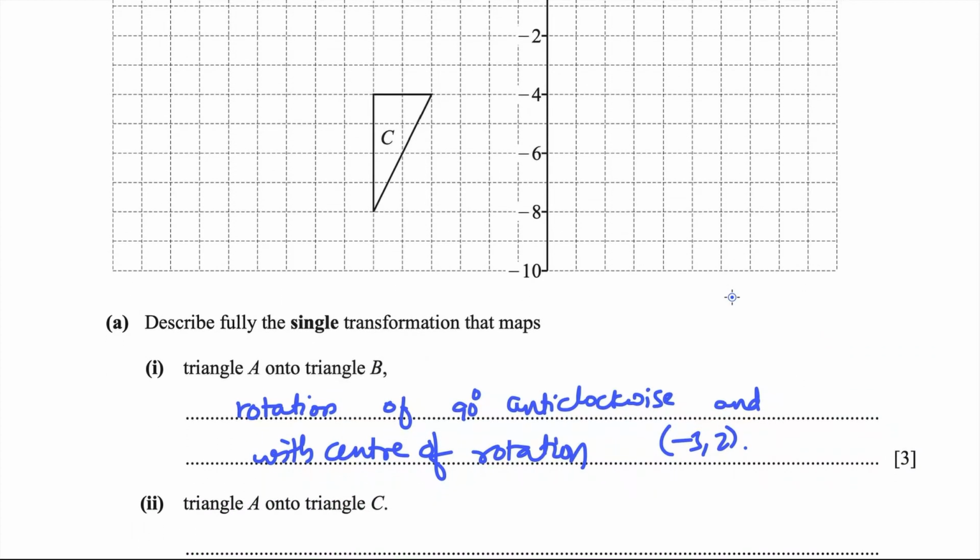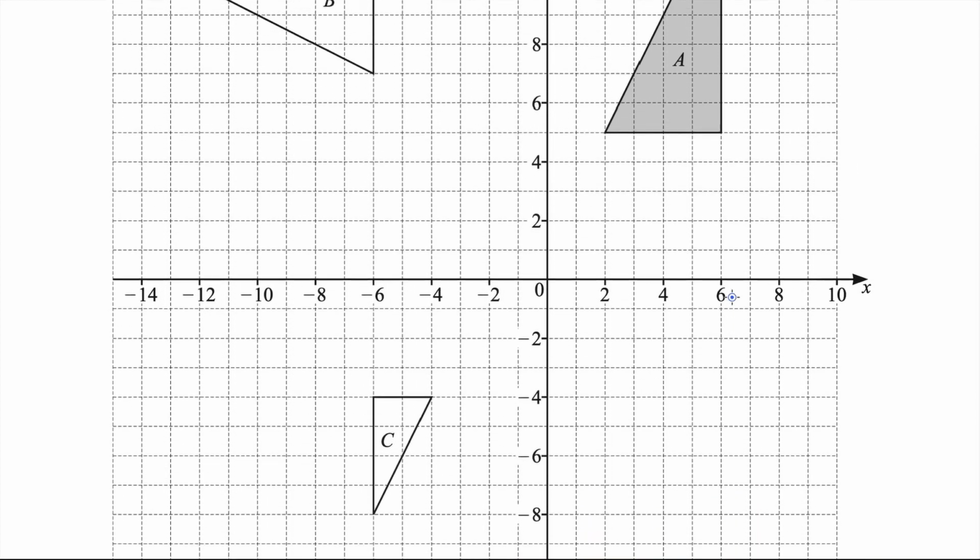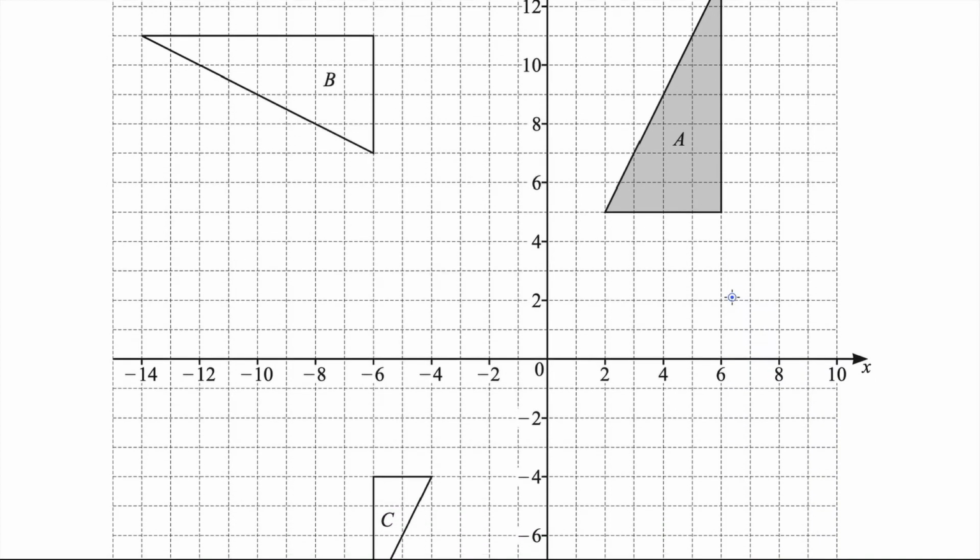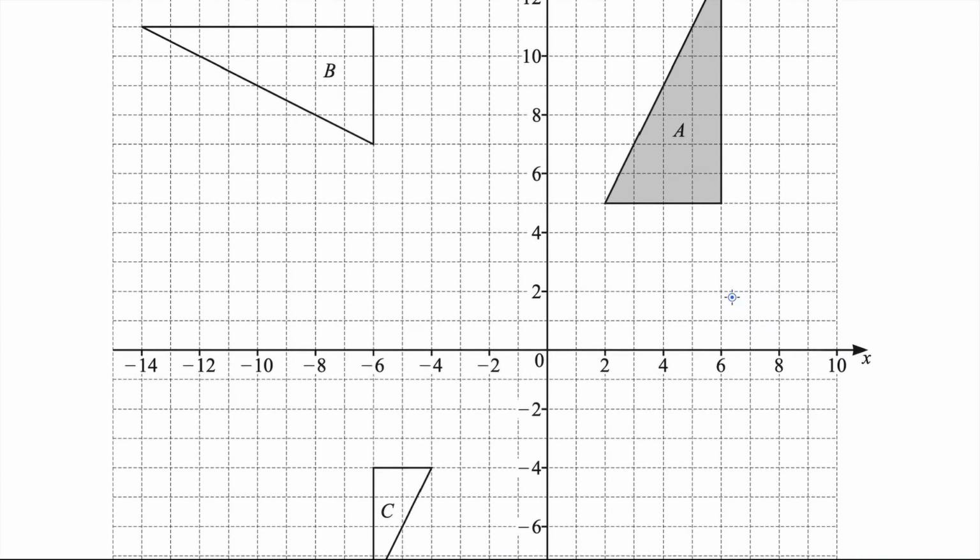Now triangle A onto C. So again look at triangle A and C. Like this part, its length is 4 and its length is 2, and it is reversed. So what we can say is this is an enlargement case, and within this enlargement it is reversed. So the ratio would be negative. And is it increasing or decreasing? It has actually decreased in size. It has become half in size. So the ratio is -1/2.